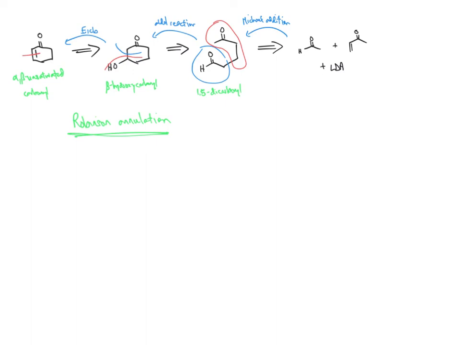So without even realizing it, you've just completed the Robinson annulation. The key is to start by identifying the functional groups that are easy to form and break the bonds until you arrive at something new that suggests another key bond disconnection. So all of these individual steps we've actually done on the previous slide, but taken together, they form a sequence known as the Robinson annulation.